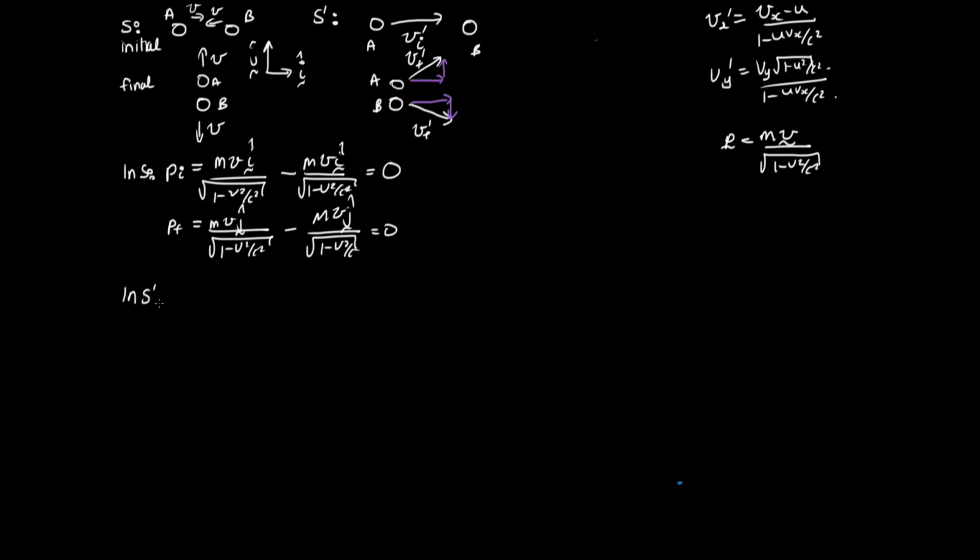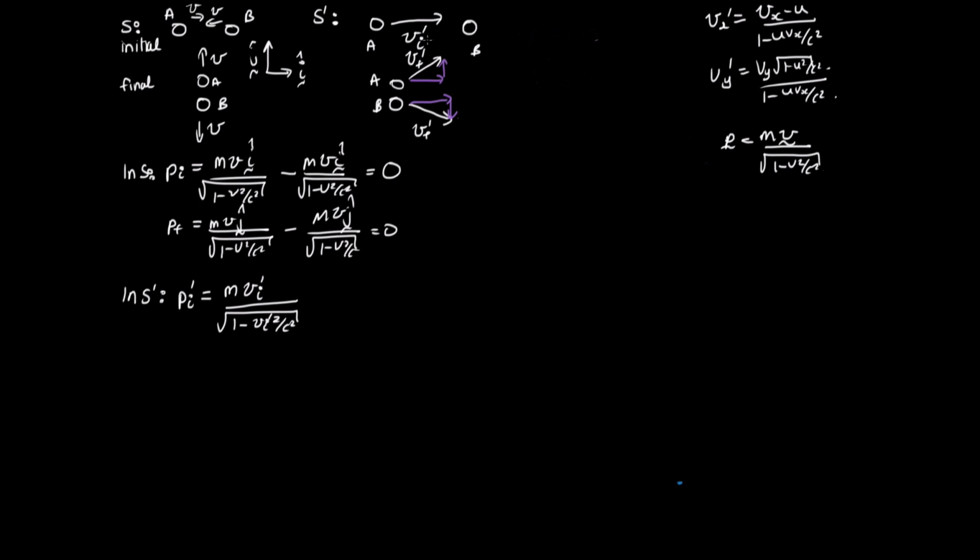So in S prime, let's calculate the initial momentum. So once again, ball B is at rest, so because that v is 0, it is not going to contribute to the initial momentum. We'll only need to consider ball A. So this will be equal to mv initial prime, that's this speed, divided by the square root of 1 minus v initial prime squared on c squared.